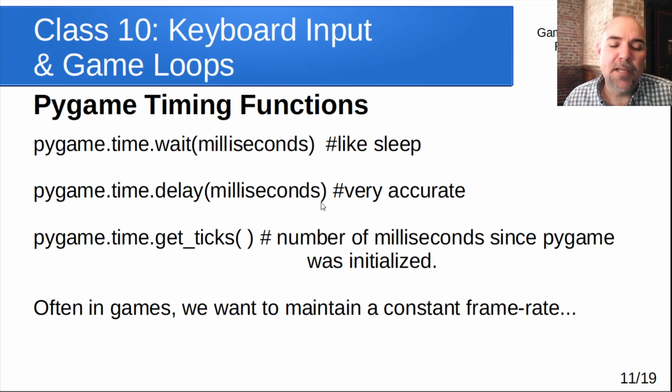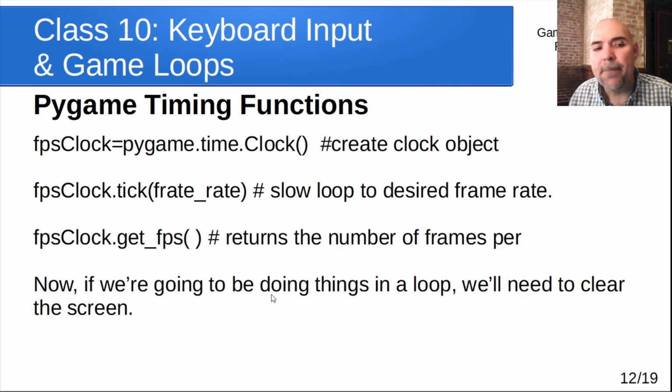All right, pygame.time.getTicks tells us the number of milliseconds since Pygame was initialized. And that can be useful for timing things in your game. We'll see these again later. And then often in games, we want to maintain a constant frame rate. So I'm going to show you how to do that. And that is, before our game loop, we would create this clock object. This is just a variable name, equal pygame.time.Clock.